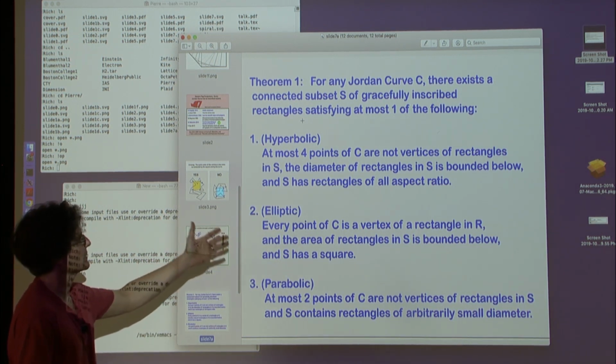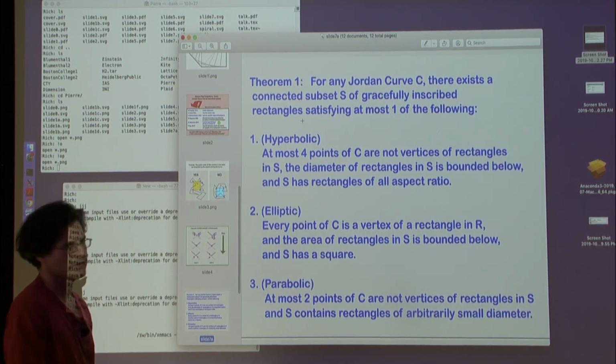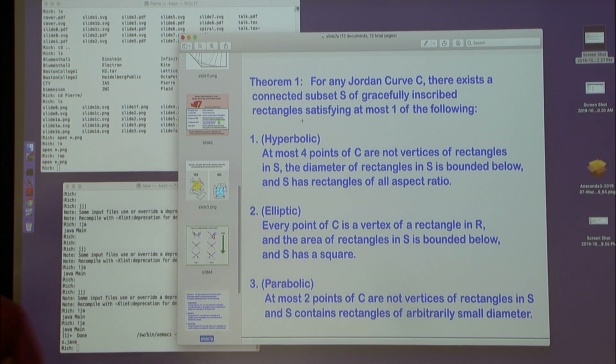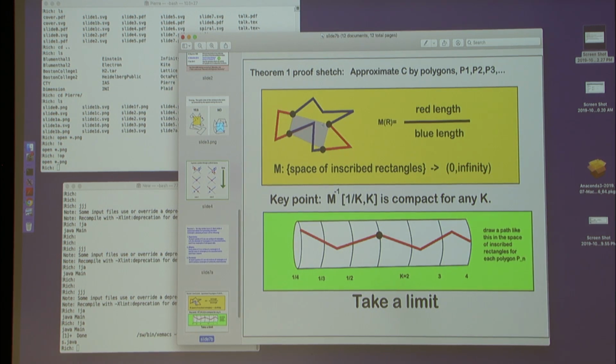Okay, so next I'm just going to give a sketch of this proof. What I sort of did already, but I'll say how it works, with just a little more detail. This is the only proof in the talk.